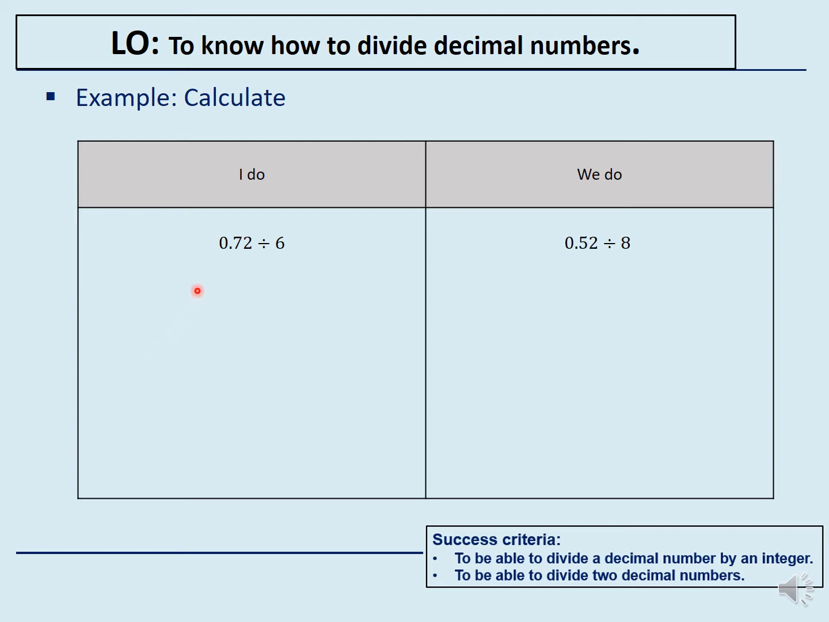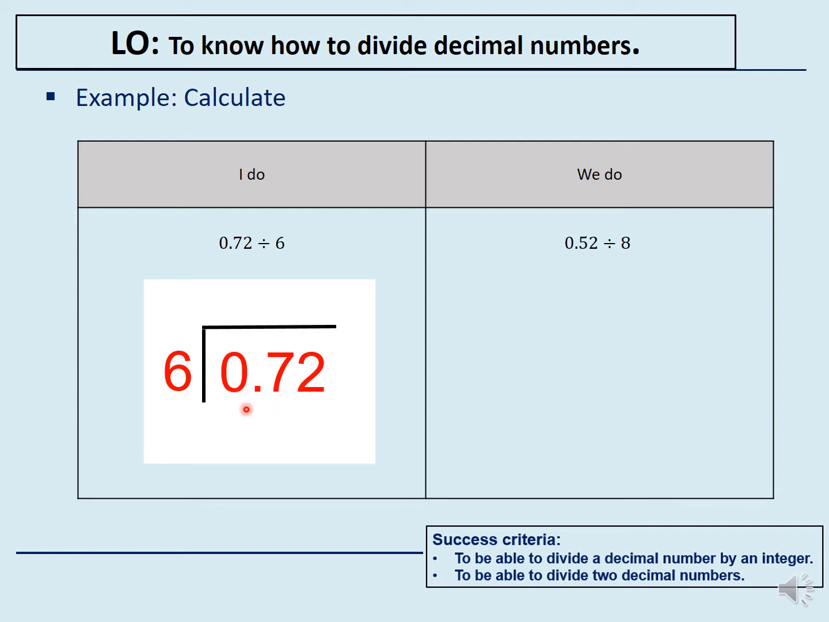I have 0.72, which is a decimal number, and I'm dividing by 6, which is an integer, a whole number. The first step in division was to write the division calculation in a bus stop method. So I have 0.72 divided by 6. I can't change the order, just make sure you keep the order. Then the next step was to check how many times 6 goes into the first digit in here. So how many times 6 goes into 0? 0. We don't have any remainder, so 0 goes in here.